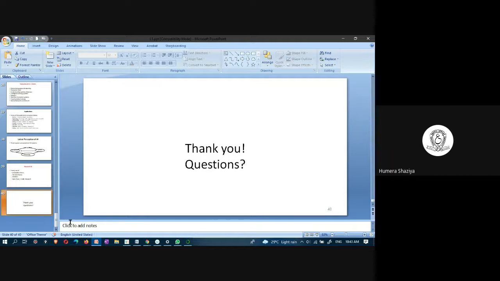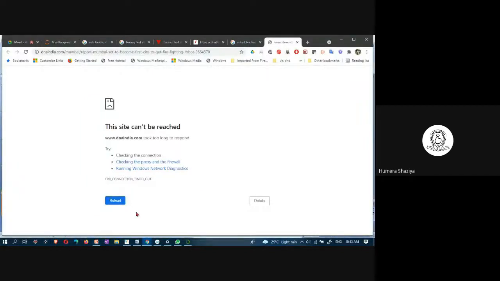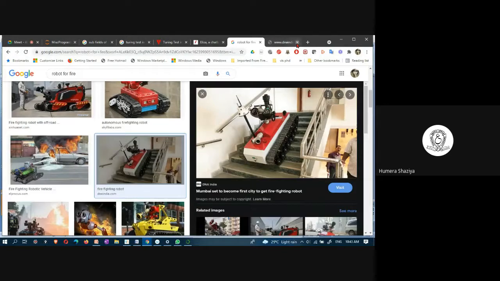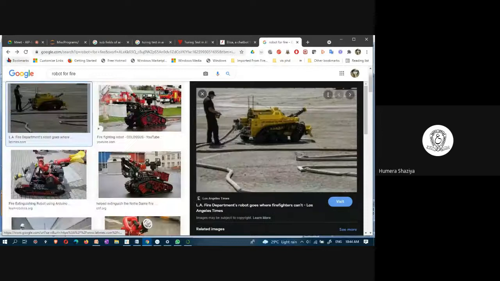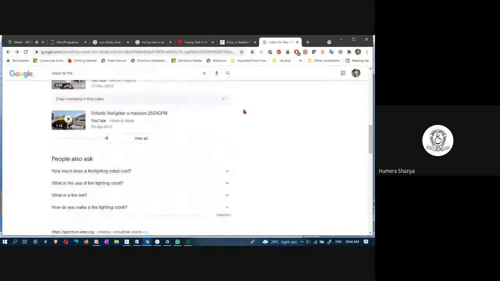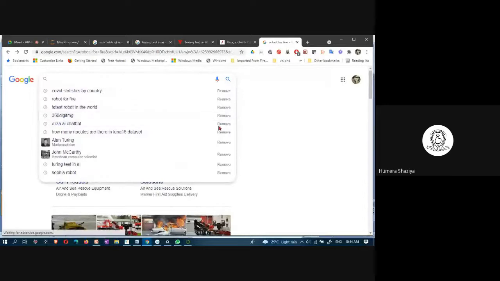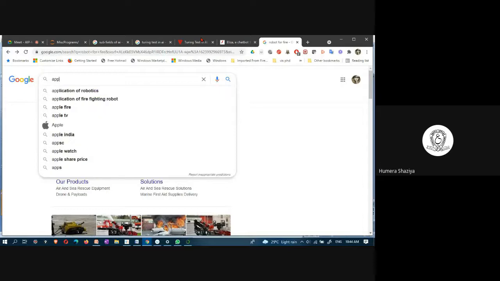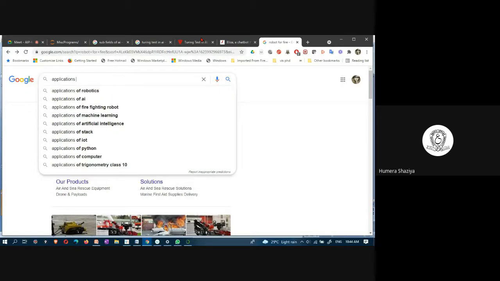Any questions, students, in all this that we have learned so far? Let us see. This news is not coming, but here it says that Mumbai is using a fire extinguisher robot. What else can I show you about applications of AI? Let us see.